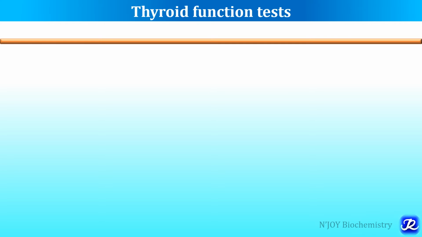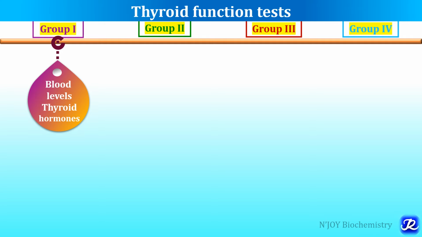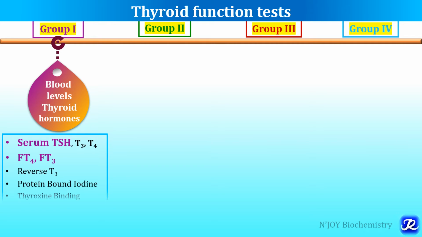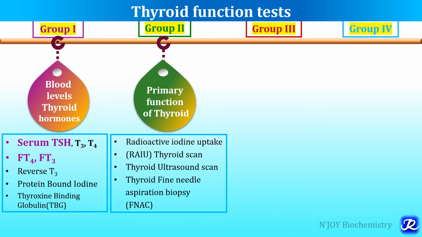Thyroid function tests are divided into 4 groups. Group 1 includes the estimation of blood levels of thyroid hormones. For example, serum TSH, total T3, T4, free T4, T3, reverse T3, protein bound iodine, thyroxine binding globulin, but most commonly serum TSH and free T4, T3 are estimated. Group 2 includes the thyroid function tests to assess the primary function of thyroid, and these tests are radioactive iodine uptake or technetium-99 uptake thyroid scan, thyroid ultrasound scan, thyroid fine needle aspiration biopsy.